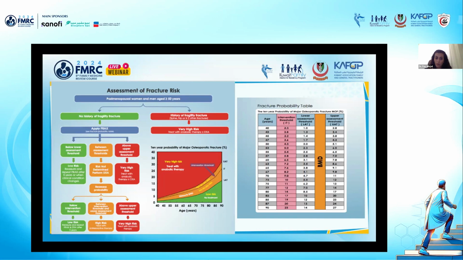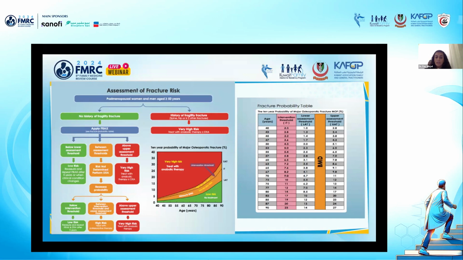They have a low risk and you will reassure the patient, but you will repeat the DEXA in 3 years. If after the DEXA report you reassess the probability and the 60-year-old patient comes back to you with a FRAX of 9, you will look at the intervention threshold again, and you will see that it is above 6.5. But if you look at the upper assessment threshold, it is also above the upper assessment threshold.